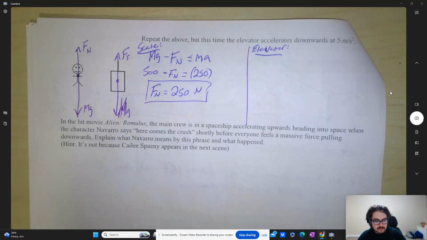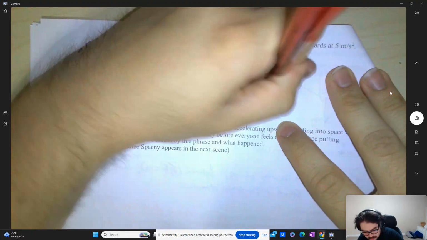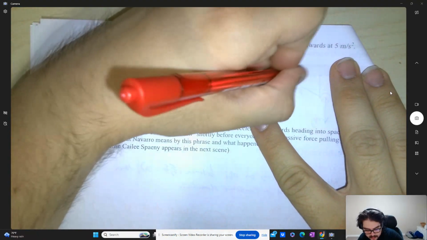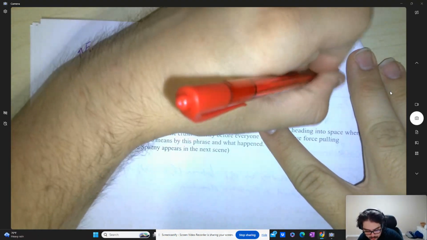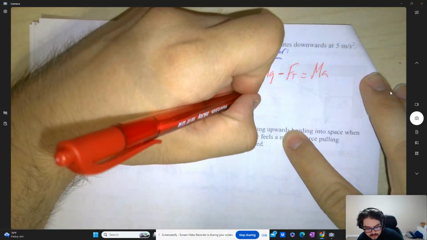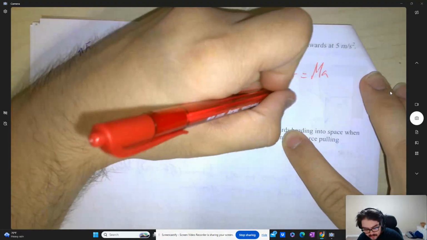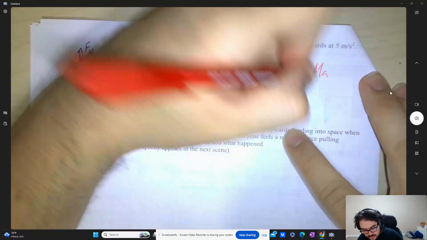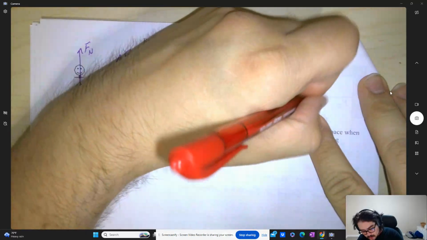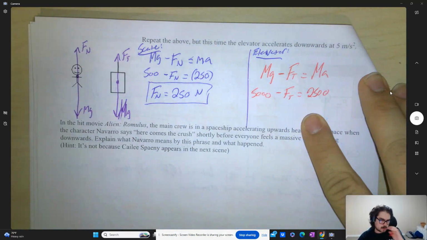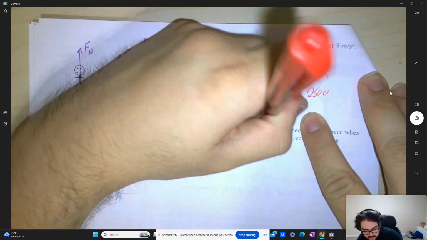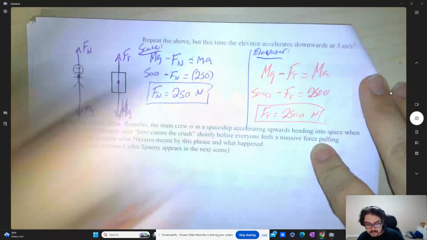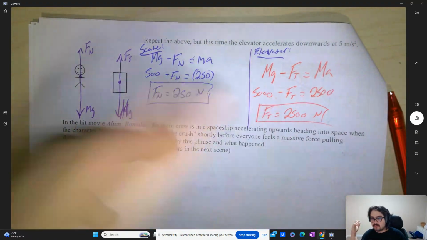For the elevator, you would do the same thing. You'd have capital Mg as the first force that I would list here, and then you would subtract the tension force, and set that equal to capital M A. This is 5,000, minus the force of tension, set equal to the capital M, which is 500, times 5. That should be 2,500. And then you should see that the tension force is simply going to be 2,500 as well. Pretty easy. The numbers worked out really nicely, since they were just multiples of 10.